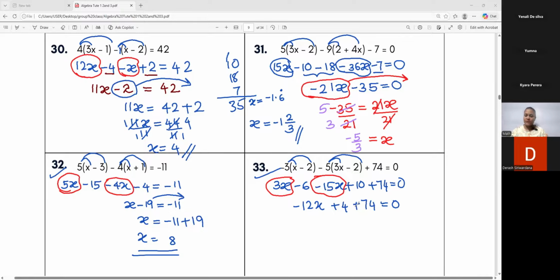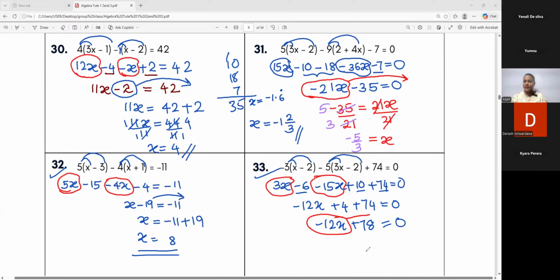So you can skip these steps, no need to write all the steps. I am writing everything so you can find the answer at once. Minus 6 plus 10, 74. Write the answer at once. Minus 12x, same sign, add them, plus 78 equals 0. Then move this 78. Now 12x is negative. We'll move that to the right hand side, no? Then we can make it positive, no? Then we have 78 equals 12x.